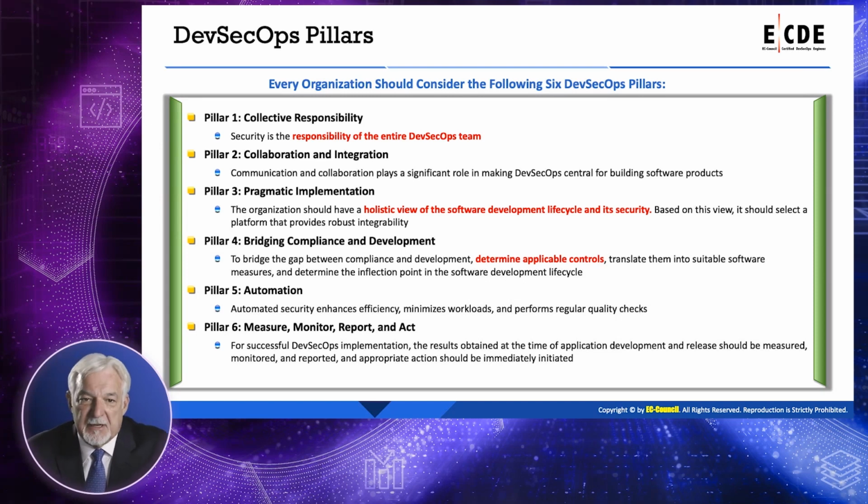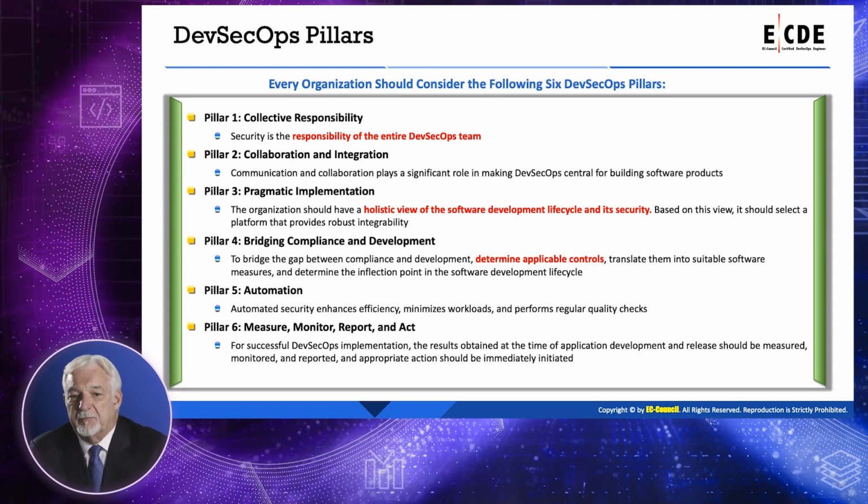There's collaboration and integration. Communication and collaboration plays a significant role in making DevOps central for building software products. There's pragmatic implementation. You have a holistic view of the software development lifecycle and the security based in it. And based on this view, you should select a platform that provides robust integration capabilities or integrability.